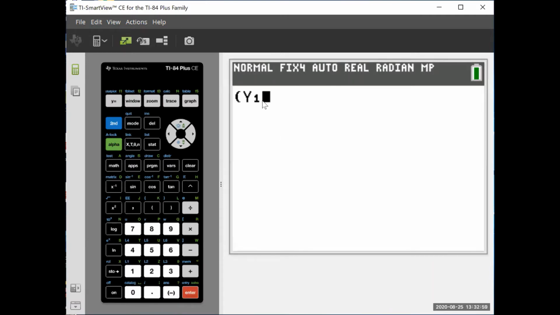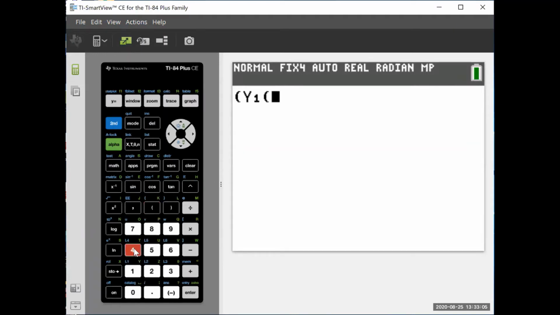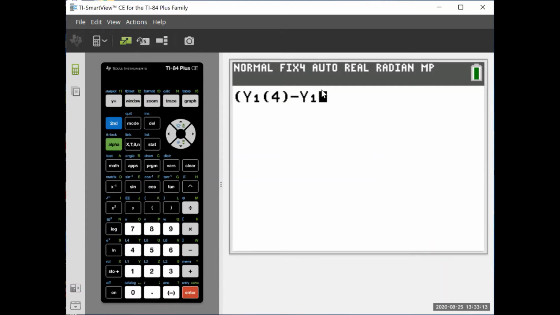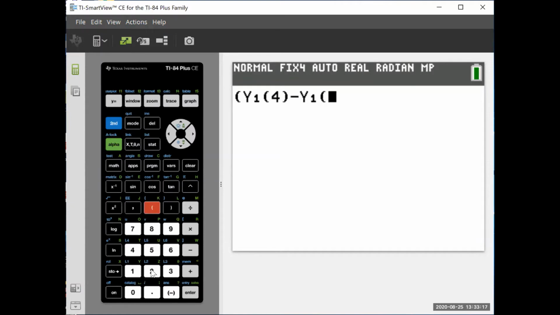So the first one was the value of the function at 4. So this is like f of 4, parenthesis 4, f of 4. Then we have minus f of 2, again alpha, trace, and enter. That's your f because our function is y1 at 2. So that's your 2. And then close the parenthesis.